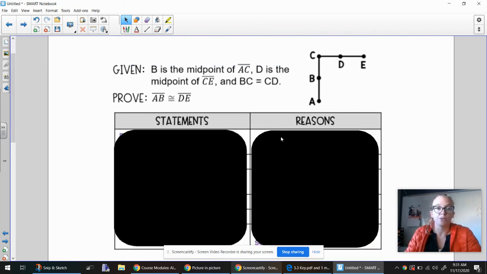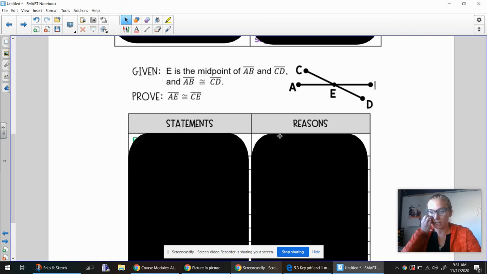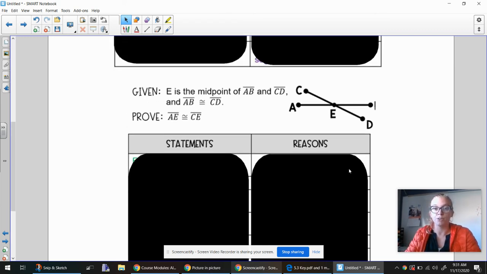Here are our next 2 proofs. I want you to pause the video using your guided notes. Go ahead and see if you can prove these next 2 proofs.